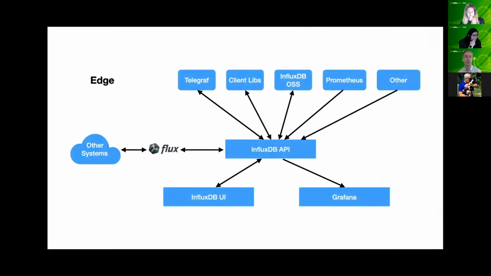So here's what the architecture of InfluxDB 2.0 looks like, or at least the way we think about it. So at the top, you have basically the edge, which is generally where you have data collection and queries and stuff like that. Obviously, Telegraf, client libraries, InfluxDB open source. Part of our vision is to have that operating at the edge. And then other systems like Prometheus and other things.